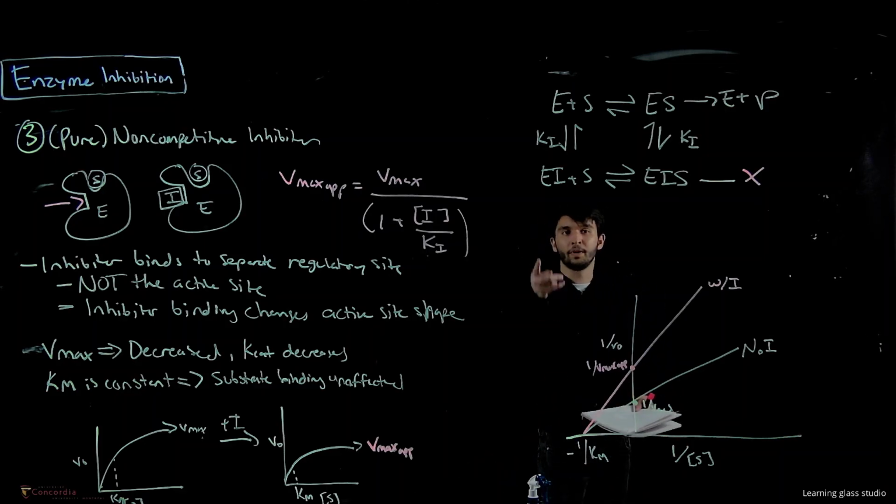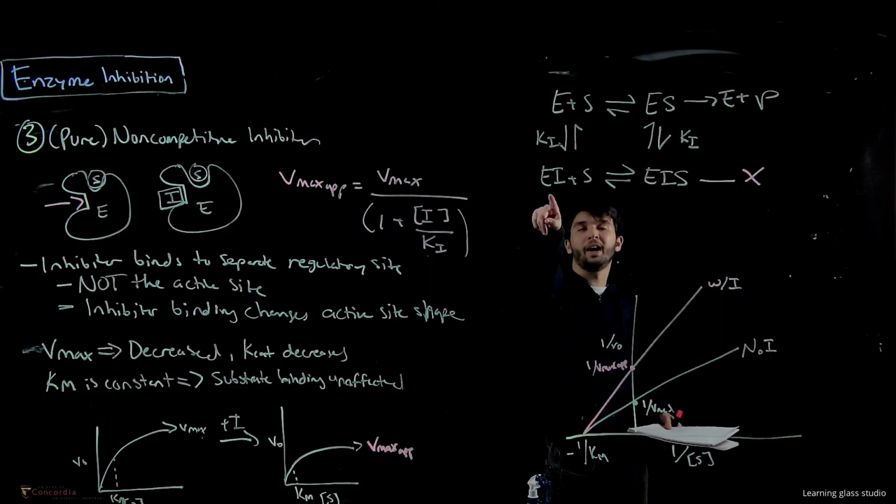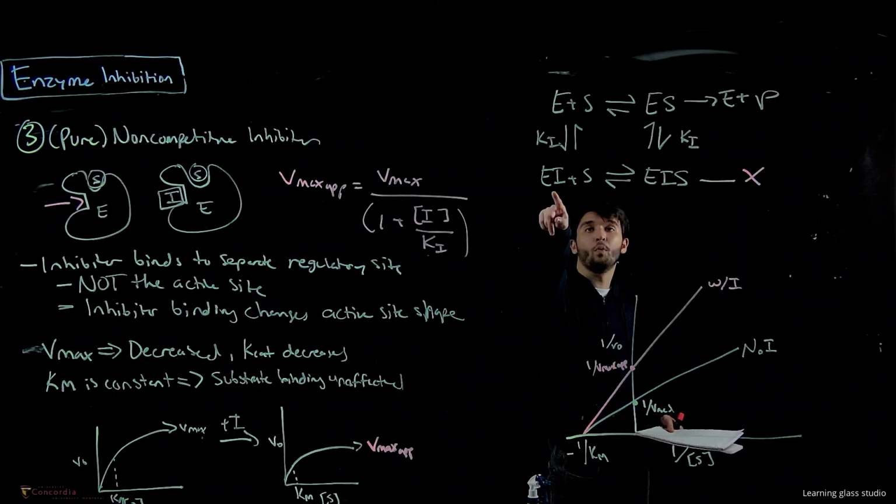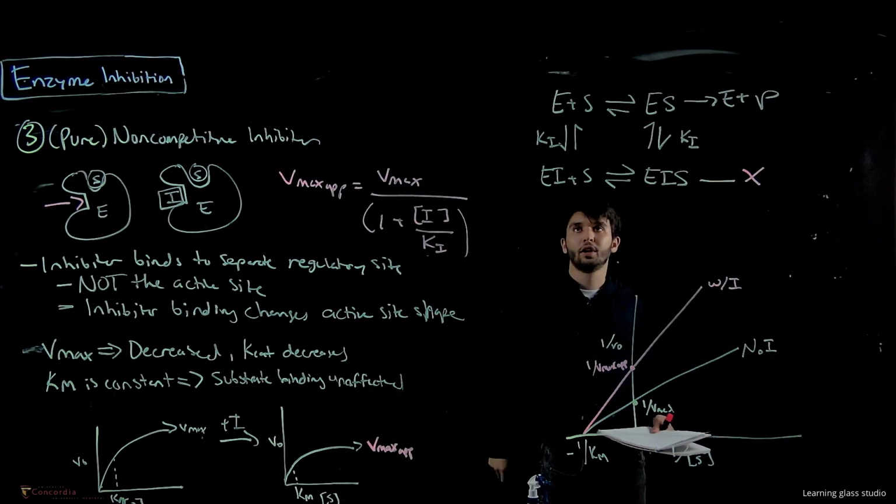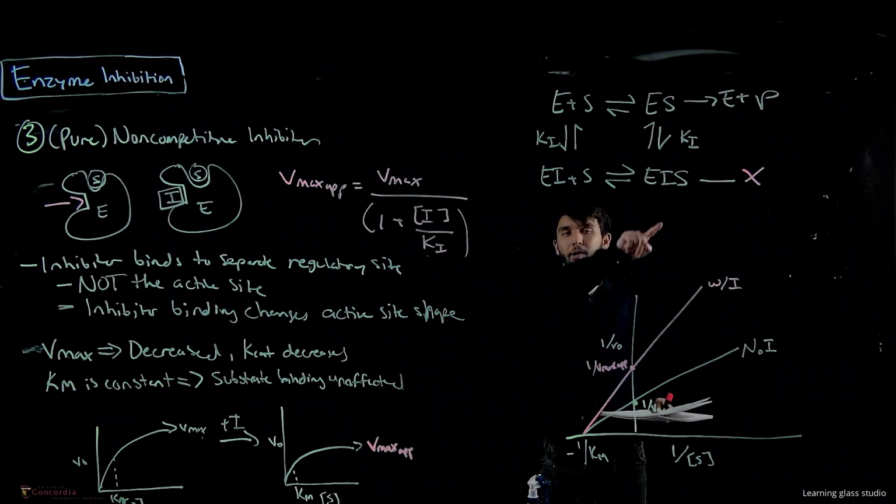So this is kind of where we get into pure versus mixed. So in a pure non-competitive inhibitor, the inhibitor binds the enzyme the same without the substrate or with the substrate. So these Ki's here are the same. Okay?